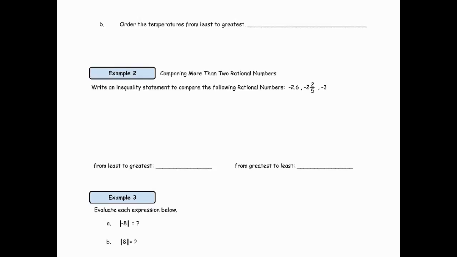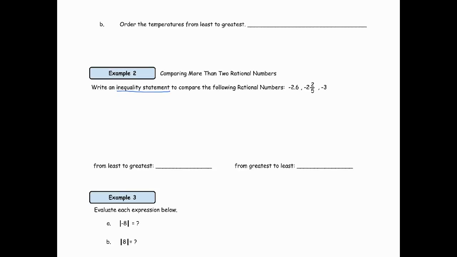Example number 2, comparing more than 2 rational numbers. The question says, write an inequality statement to compare the following rational numbers. Before we get started, inequality statement means to use inequality symbols. So I see that we have -2.6, -2 2/5, and of course -3. Now, the only problem that we have here is being able to compare -2.6 and -2 2/5. Right? It's not always the easiest to compare one with a decimal and one with a fraction.